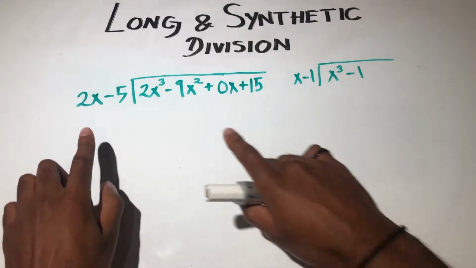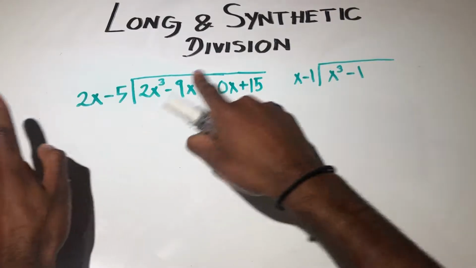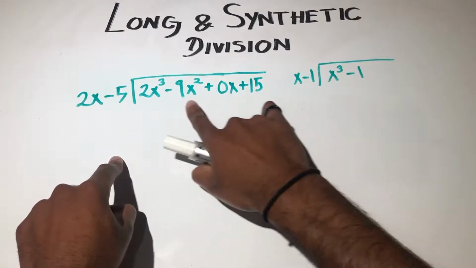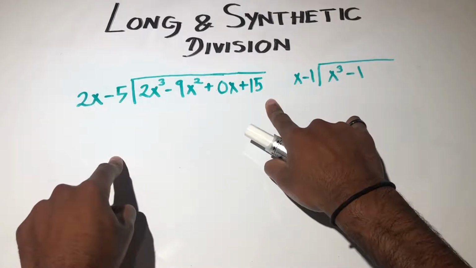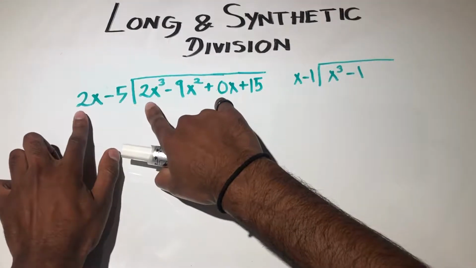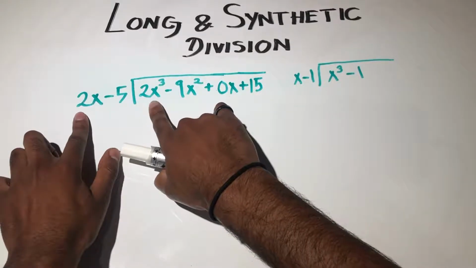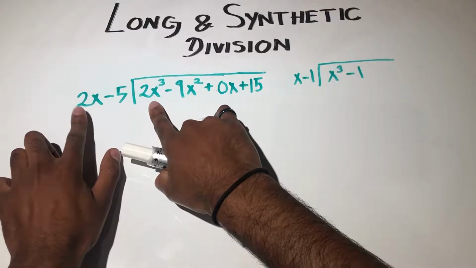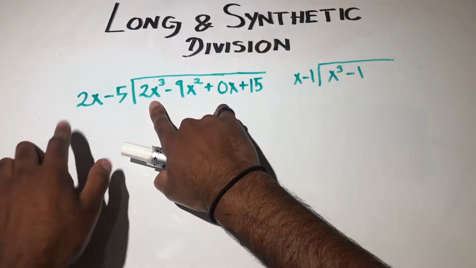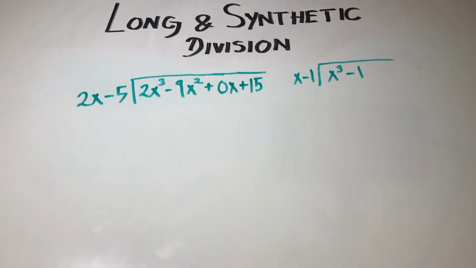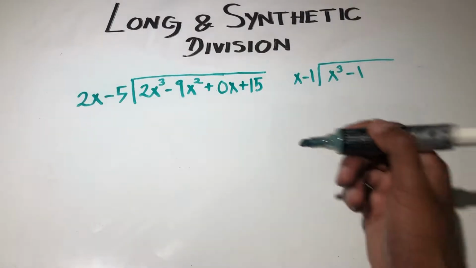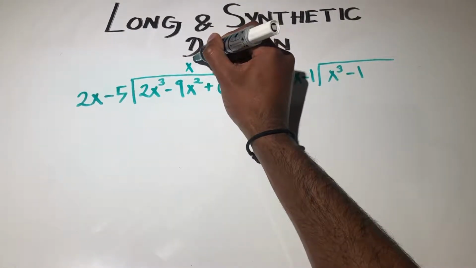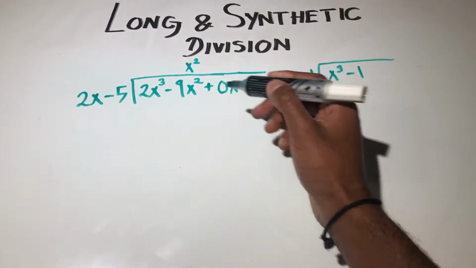So as I said before, you take the first term, and notice nothing changes really. The process is still the same as long as you check that all the powers are visible within the dividend. So we have 2x cubed as our first term in the dividend, and then we have 2x as our first term in the divisor. So we're going to go ahead and divide this by this. We have 2x cubed divided by 2x. That's going to give us x squared. Then you're going to go ahead and place it right above negative 9x squared.